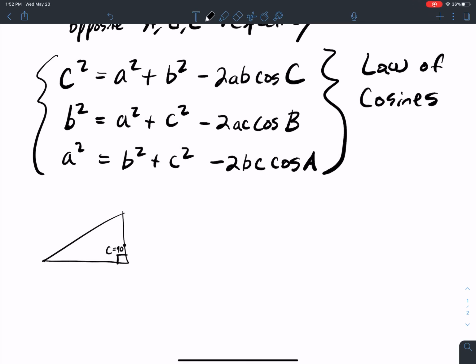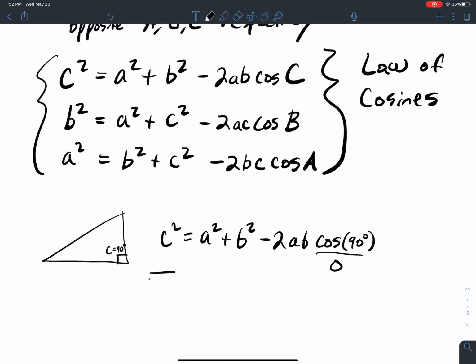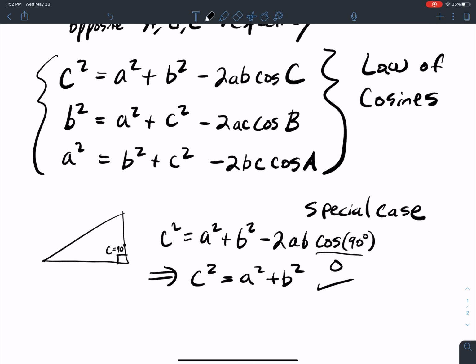All right, then what does the formula become? It becomes c squared equals a squared plus b squared minus 2ab cosine of 90 degrees. Well, the cosine of 90 degrees is 0. So this becomes c squared equals a squared plus b squared, which is the Pythagorean theorem. That's what we want it to be. So this is a special case, right triangle is a special case for law of cosines. Okay?